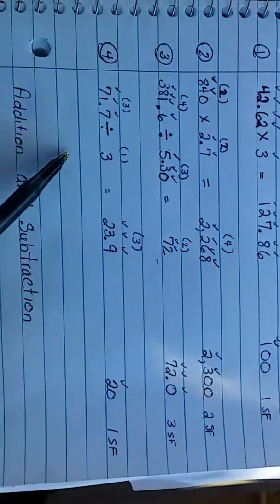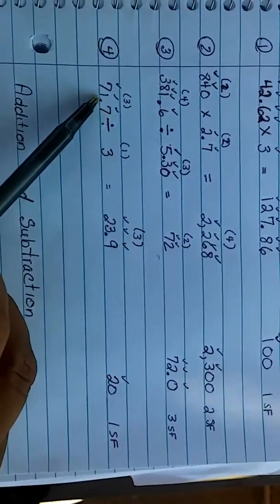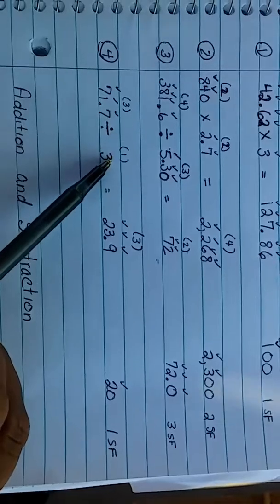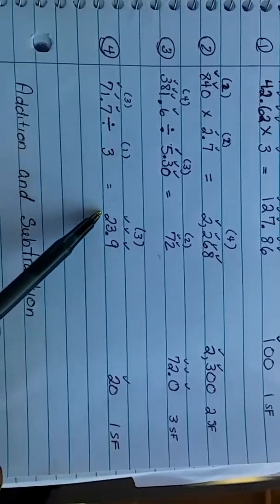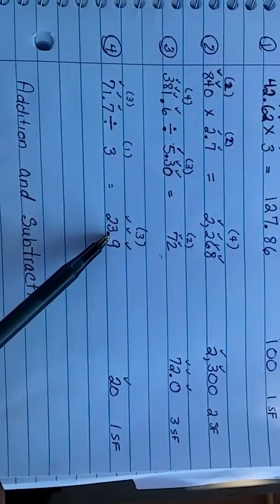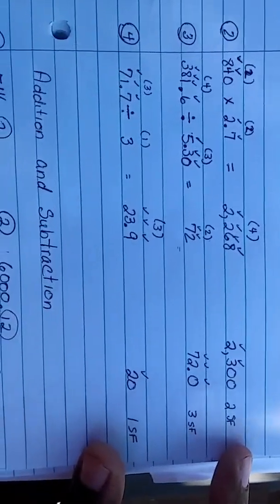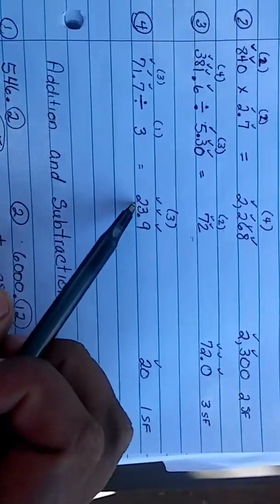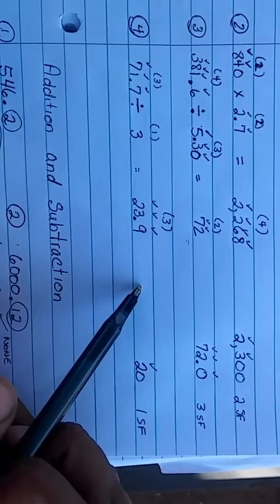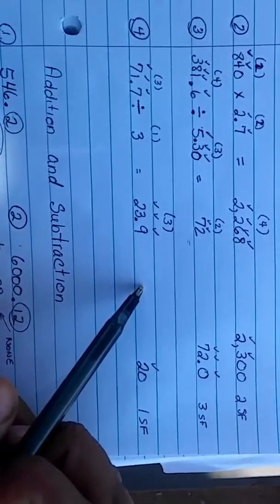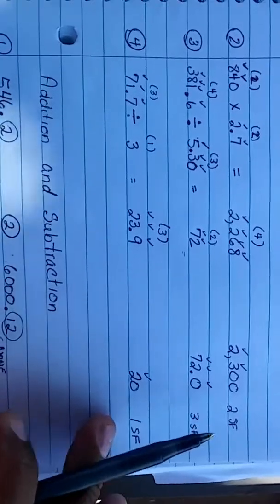Okay, on the fourth example, we're dividing 71.7 by 3. 71.7 has 3 significant figures, 3 has 1. So therefore our least amount is 1. Our answer comes out to 23.9. So we need to reduce it to one significant digit. So what's the closest to 23.9? Even if we rounded this to 24, it's still not close enough to 30. So it's closer to 20, and using 20 would give us one significant figure.